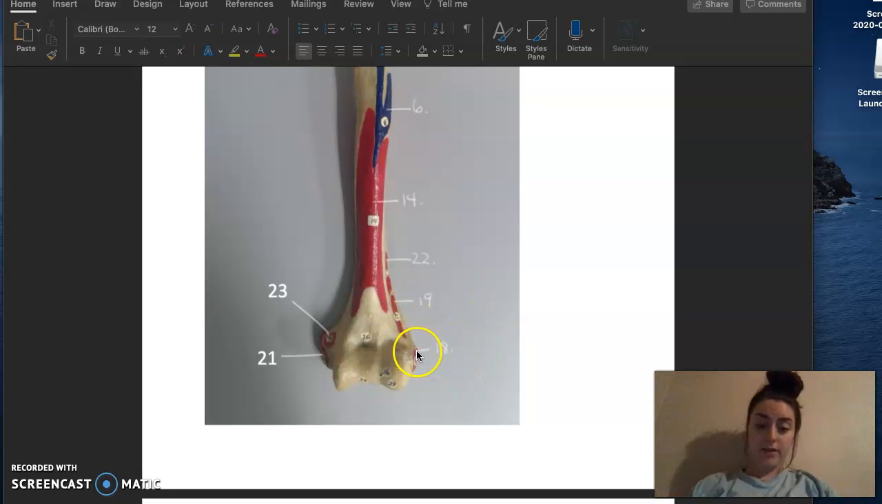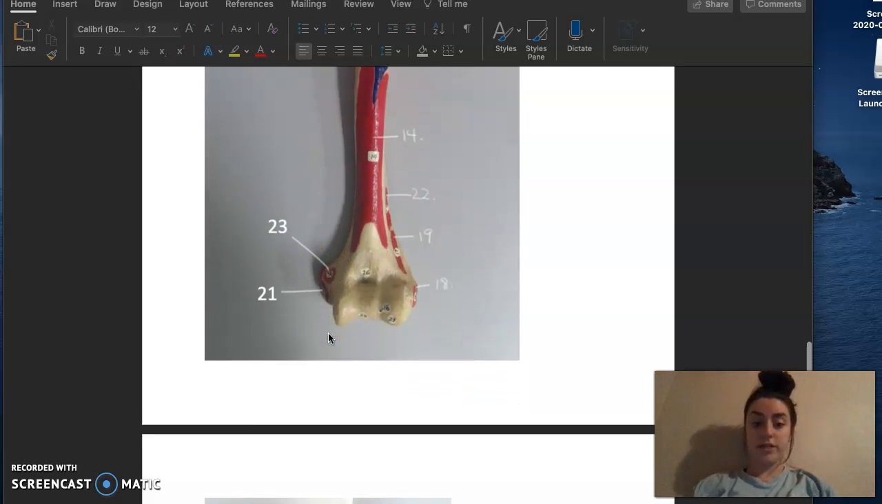18 is the common extensor tendon. 21, that's where it originates. 21 is where the common flexor tendon originates. And 23 is where the pronator teres originates.